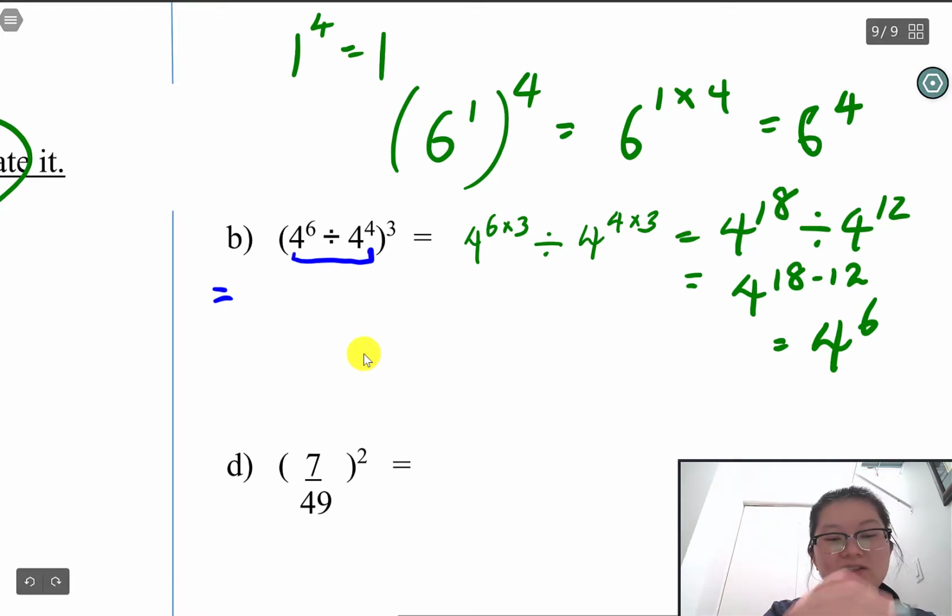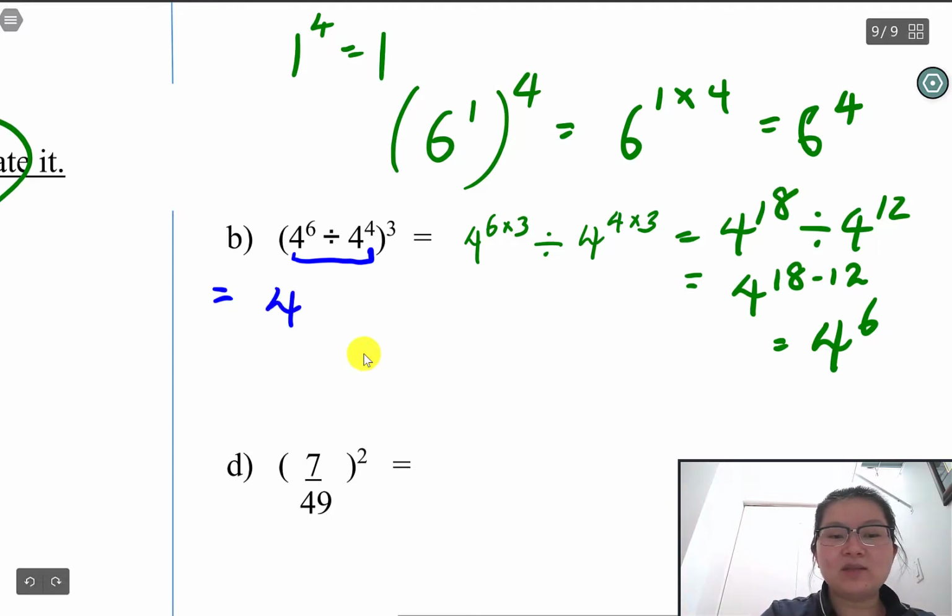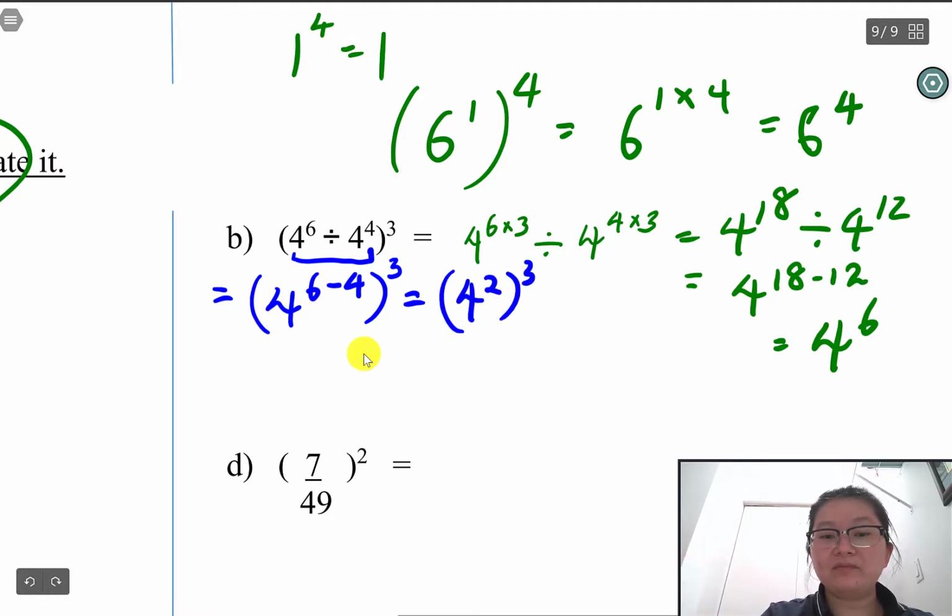So we notice that this can be reduced first to, since 4 to the power 6 divided by 4 to the power 4 is using exponent law number 1, quotient of powers, we can immediately subtract 6 minus 4 for our exponents, and of course raised to the power of 3. This is going to give us 4 to the power of 2, then raised to the power of 3. Last but not least, applying the 3 to the 2, I get 4 to the power of 2 times 3, or 4 to the power of 6.